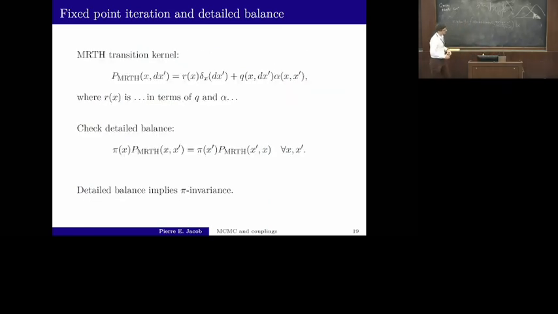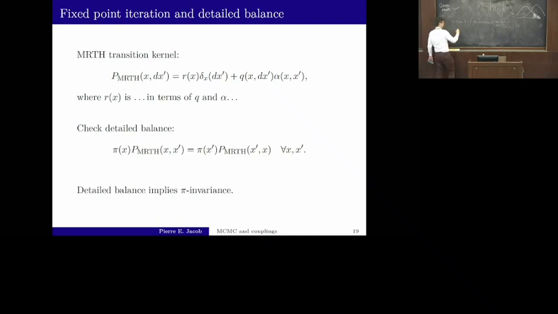Okay, so now you can check that indeed this satisfies the so-called detailed balance condition. So that's pi of x p(x, x prime) is equal to pi of x prime p(x prime, x). And that in turn implies the pi invariance. So it's very easy to see the last point here. So if you have detailed balance, you have pi invariance.